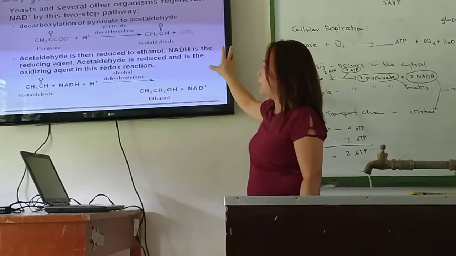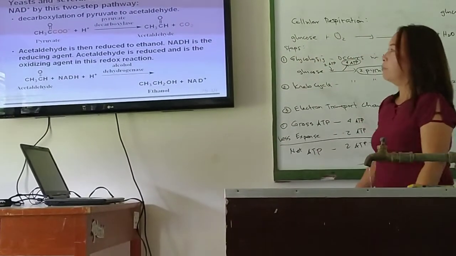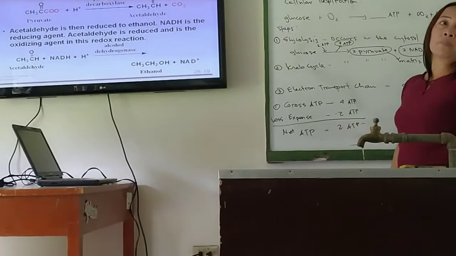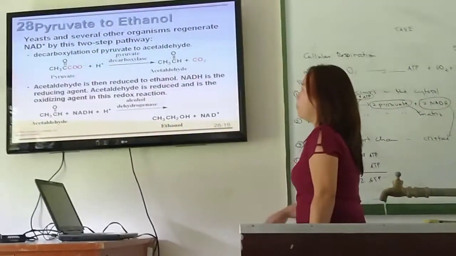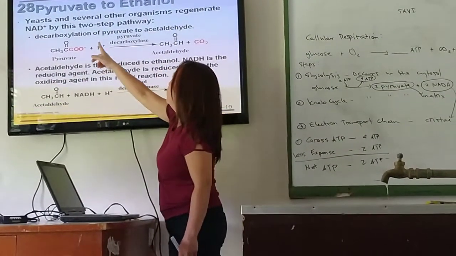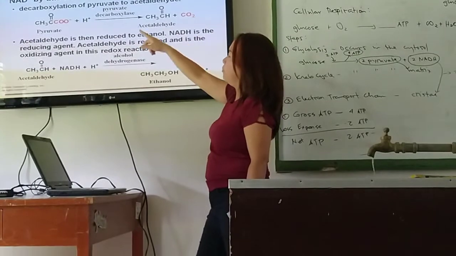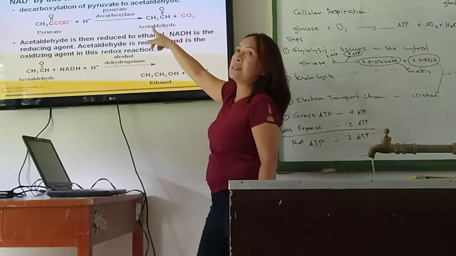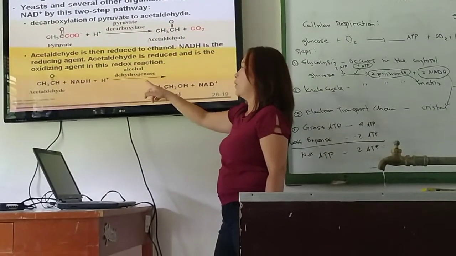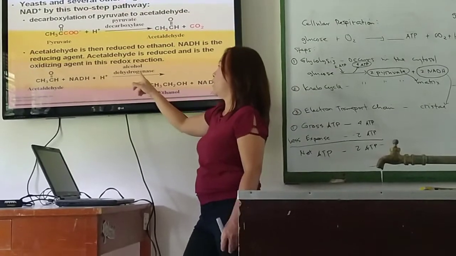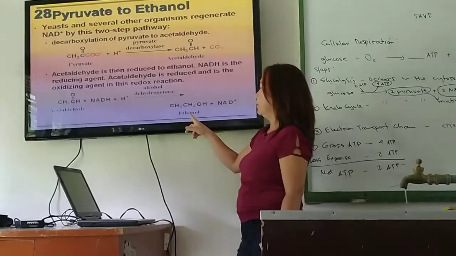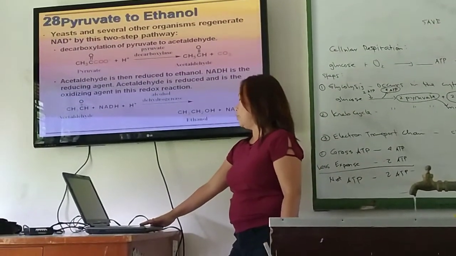Now, this is what happens in yeast. Pyruvate is converted into acetaldehyde by an enzyme called pyruvate decarboxylase. Decarboxylase: de- means removal, of carbon dioxide. Pyruvate loses CO2, so it becomes acetaldehyde. Then acetaldehyde is converted into ethanol by alcohol dehydrogenase. De- means removal of hydrogen, producing NADH. So acetaldehyde becomes ethanol.